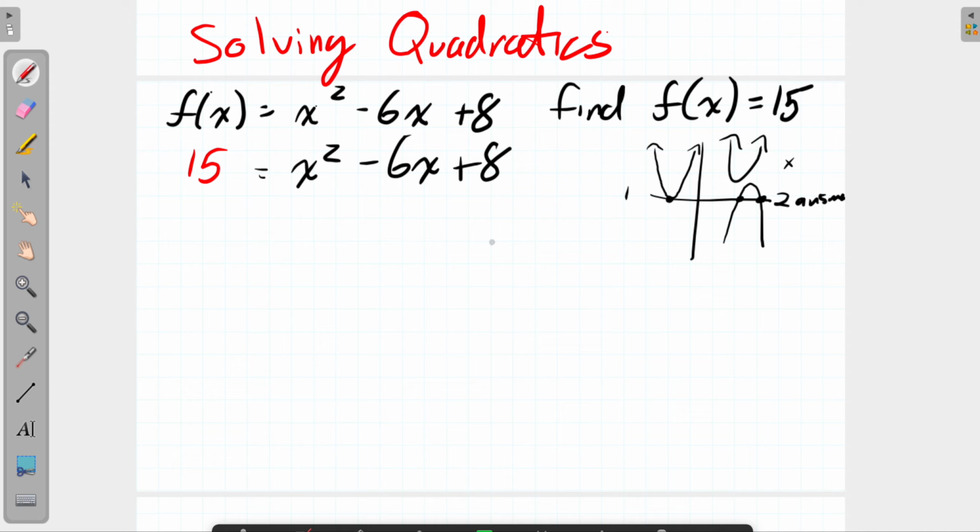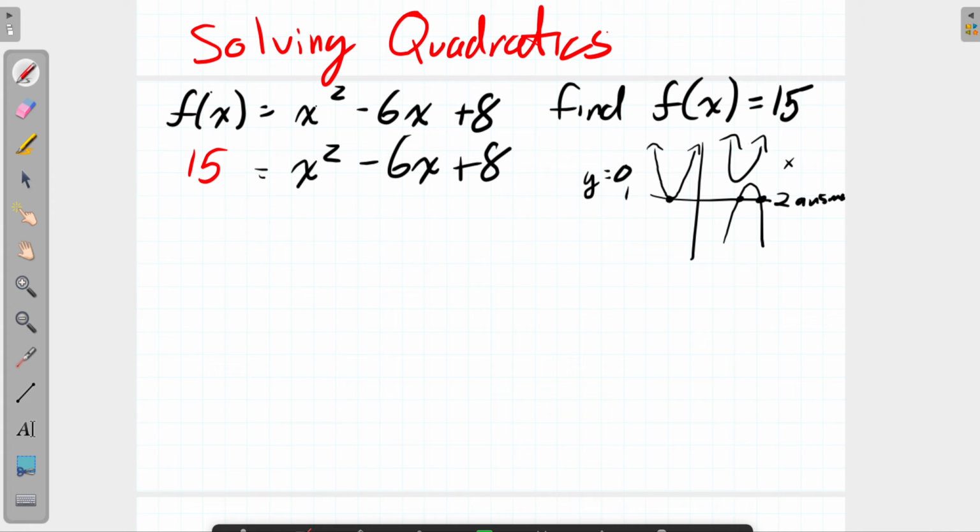What we're going to do is try to set up a scenario where we're solving for the roots or the x-intercepts. And in order for that to be true, an x-intercept exists when the y value is 0. In this case, the y value is 15. But what we can do is we can manipulate the equation. Let's move 15 to the other side.